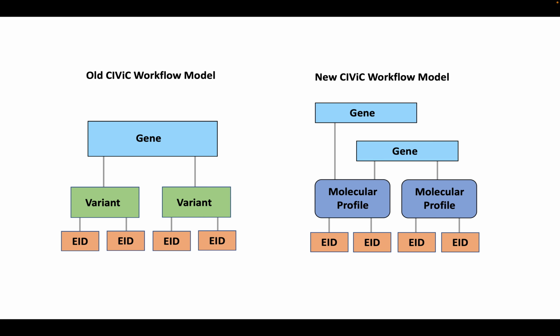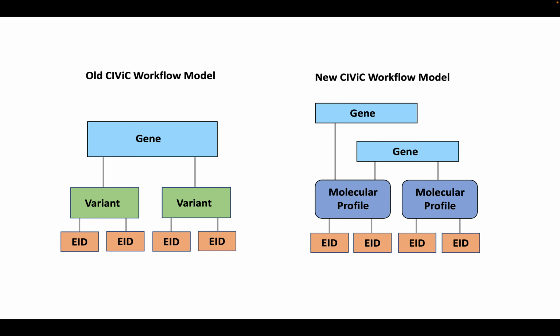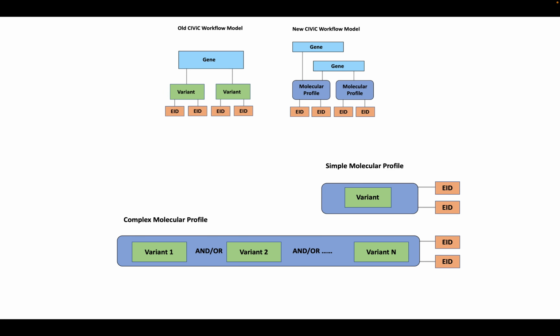Note now what's different in this picture. See how the first molecular profile is associated to two different genes in this picture, whereas in the earlier data model, a variant was only associated with one gene. Now, with the addition of molecular profiles, CIViC has not done away with variants. Instead, molecular profiles are comprised of variants.